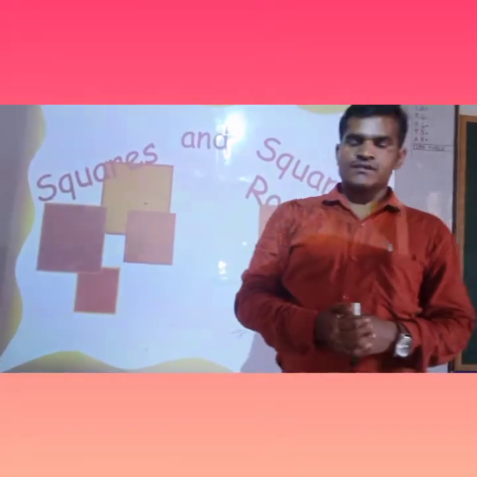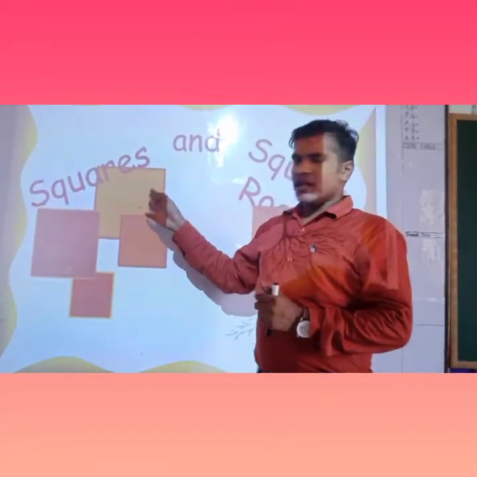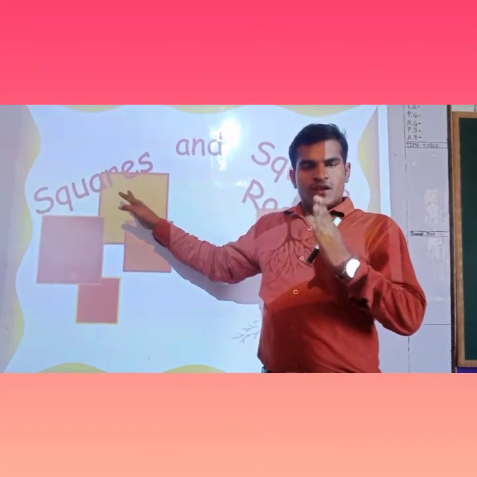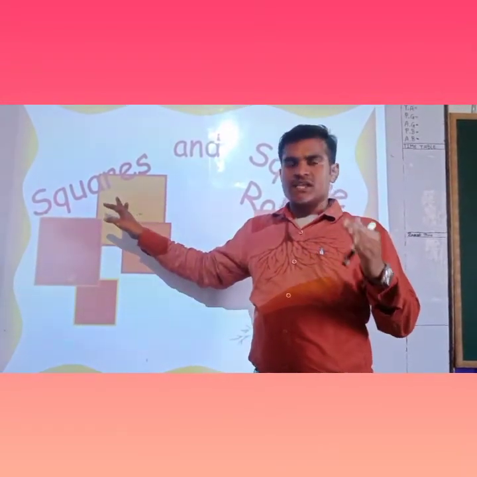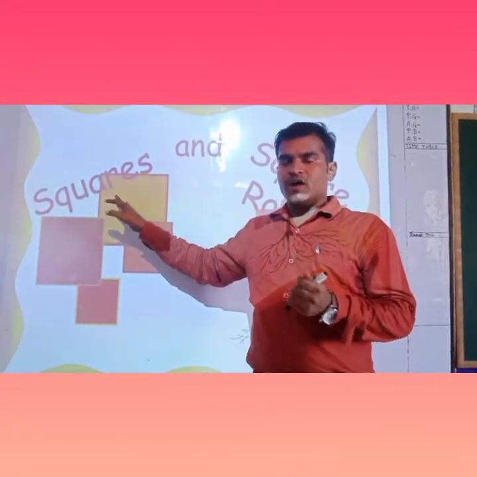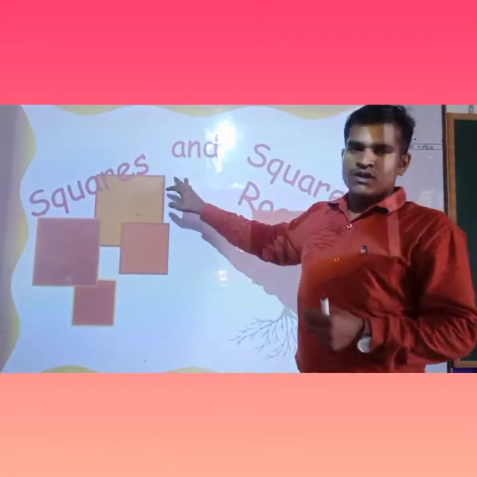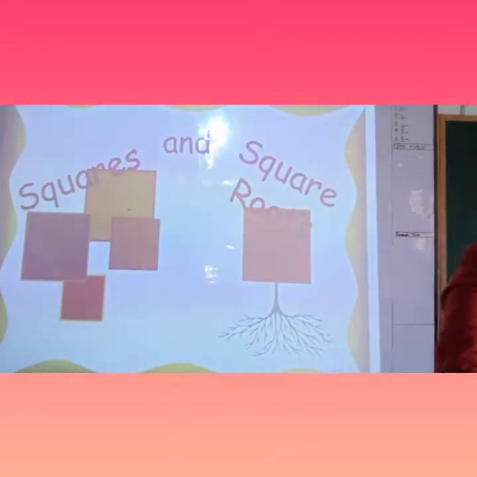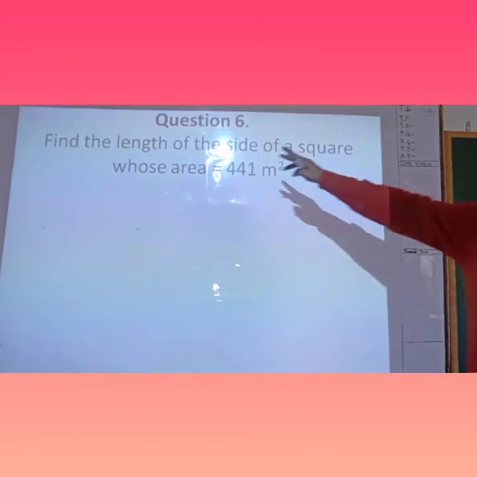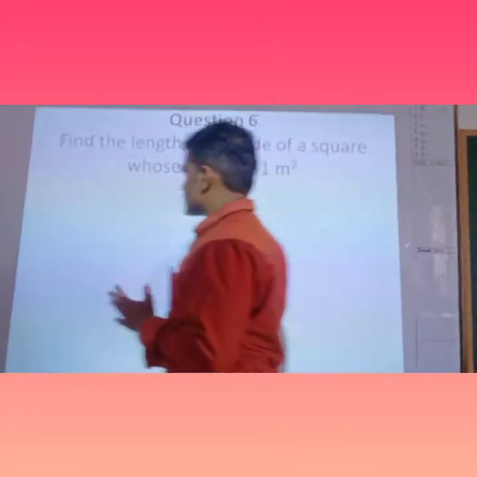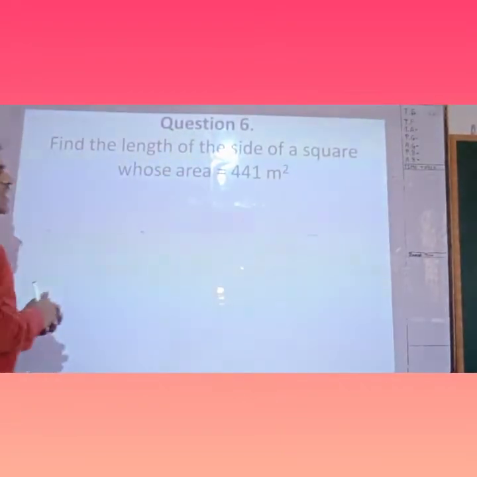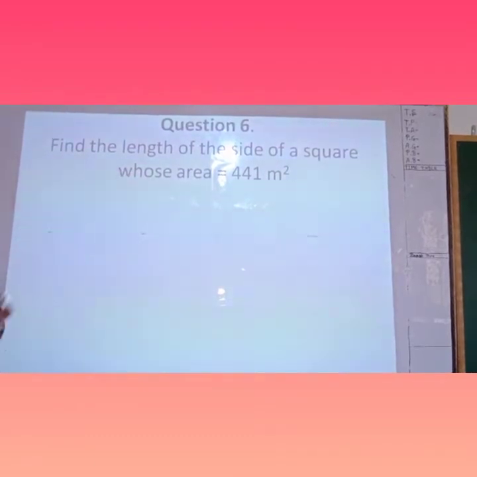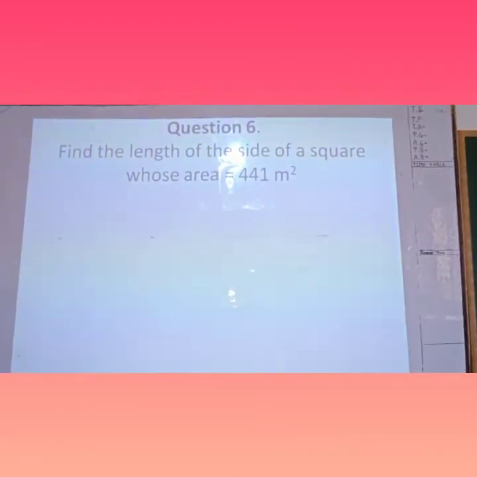Hello students, in this class we are going to solve question number 6, 7, 8 and 9 of exercise 6.4. So question number 6 is given there. Find the length of side of a square whose area is 441 meter square.